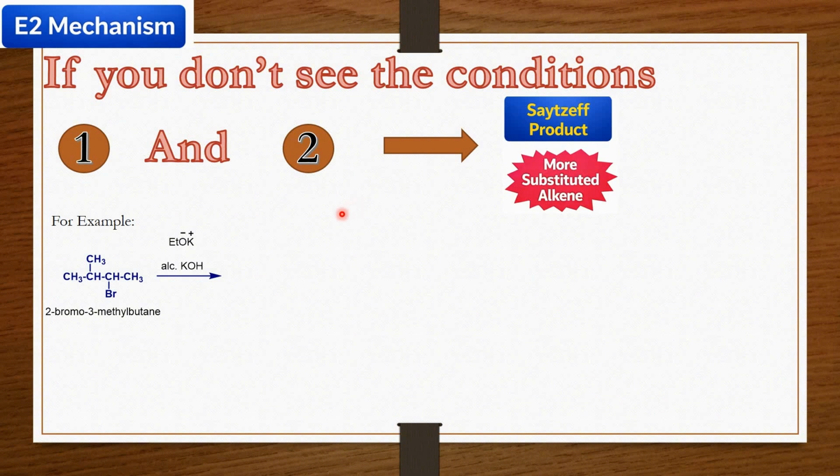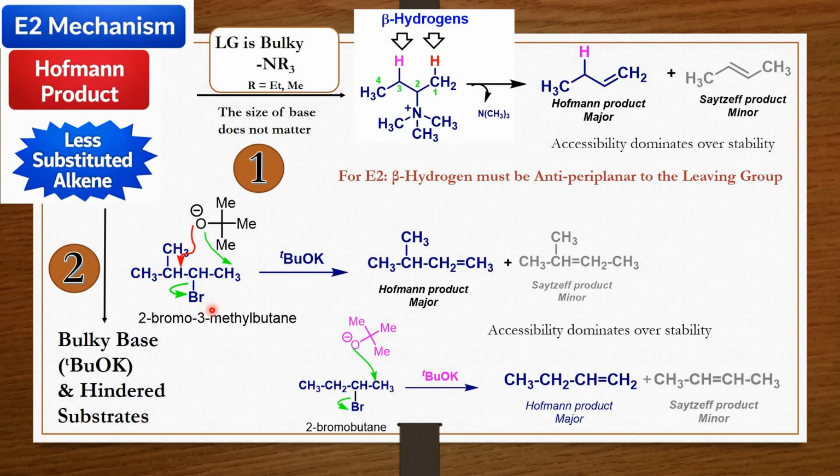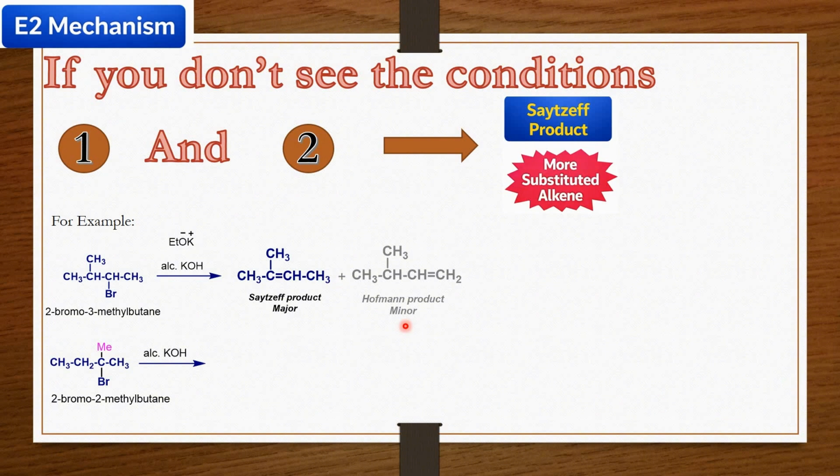Now for example, you are taking the same substrate, 2-bromo-3-methylbutane, which you have taken in this case, but now we will change the base. We are changing the base from tertiary butoxide to alcoholic KOH, and alcoholic KOH is a strong base and its size is also small. So accessibility for this beta hydrogen and this beta hydrogen is the same for this base. So what will it give? It will give you the more substituted alkene, which is the stable alkene. So you will get the Saytzeff product as the major, which is the more substituted alkene, and the minor would be the Hofmann product.